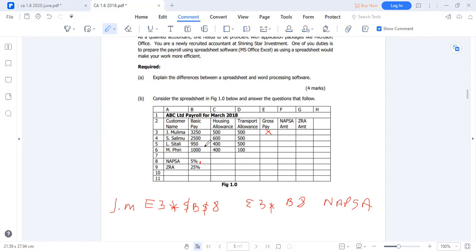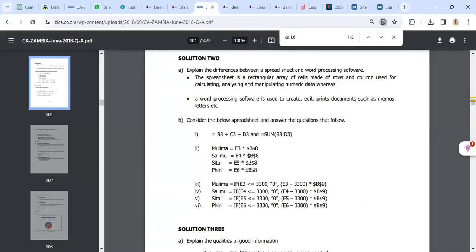Now tell me, how do we get the NAPSA for Salimu? Yes, it has to be E4 times B8. Correct. Okay. So just before B8, you could put this dollar sign if you want, all right? This dollar sign here. So E4 times B8, then similarly E5 times B8, then E6 times B8. We are multiplying. Are we together? Is that clear?